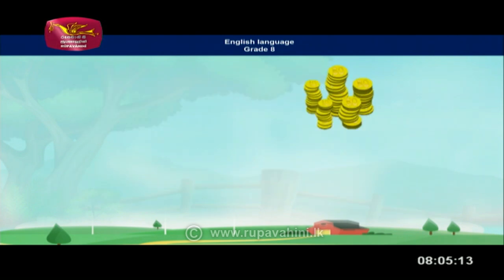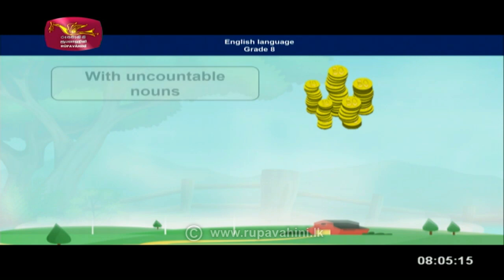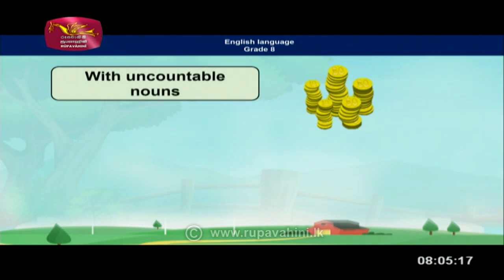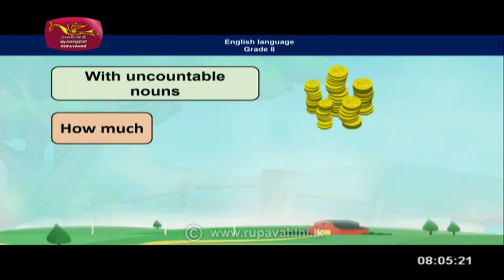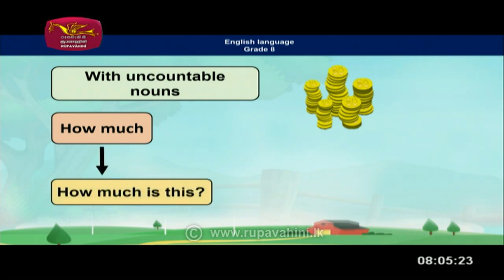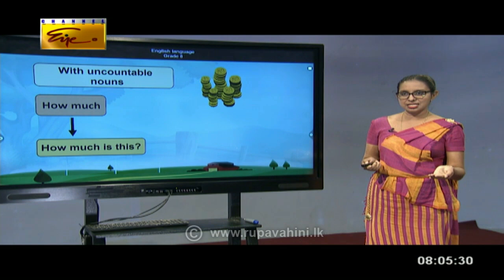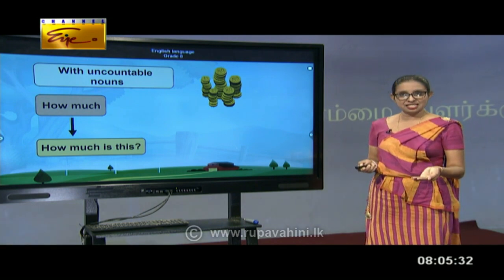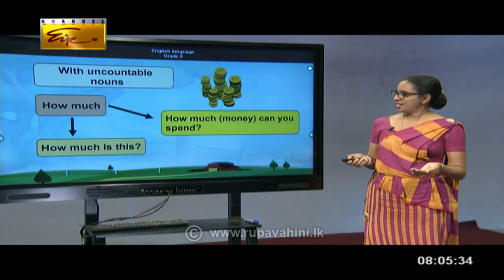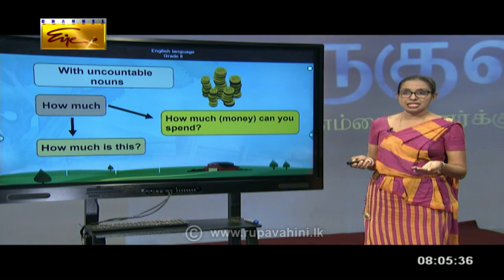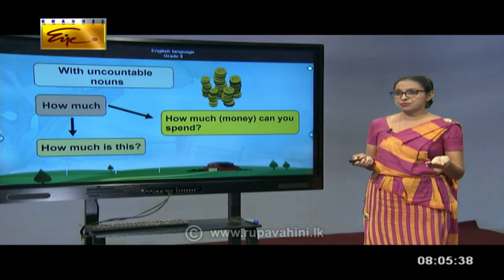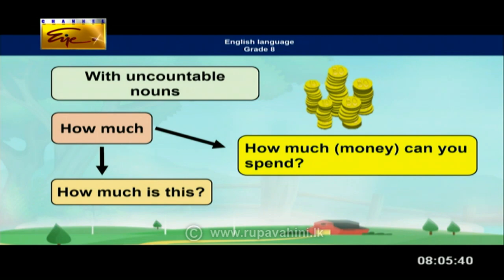And here you can see some coins on the screen, and with uncountable nouns, we use how much. How much is this? When you want to buy something, you ask for the price. So, what is the question you are asking? How much is this? How much can you spend? There we refer to money. That is why the word money is given within brackets.